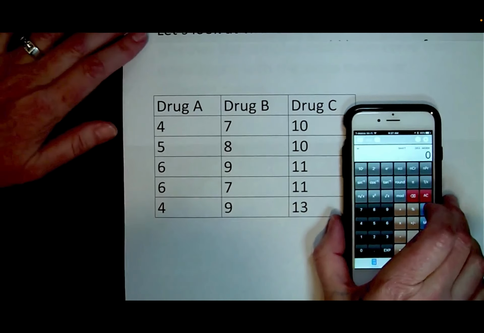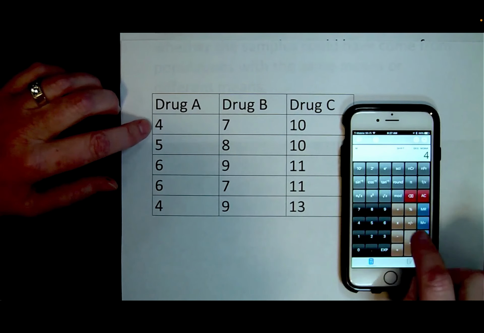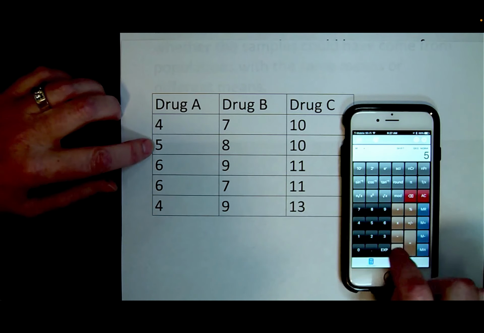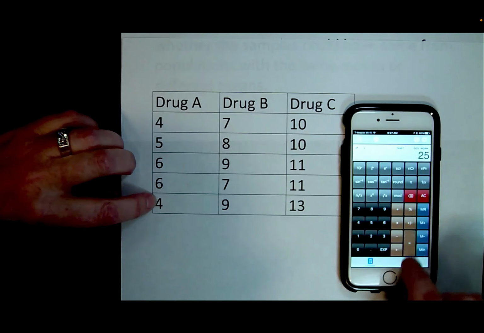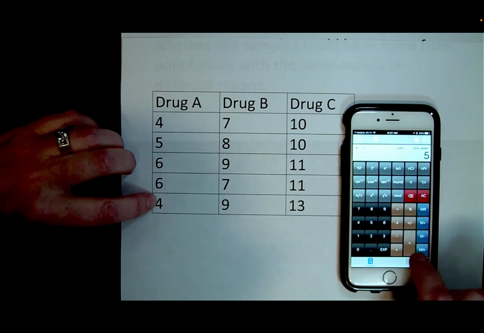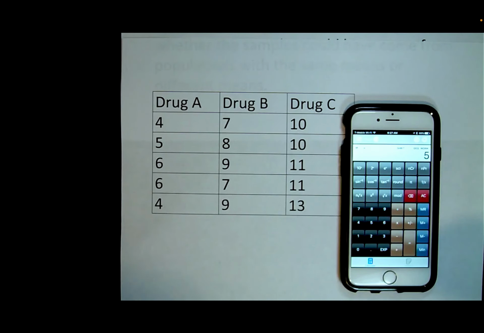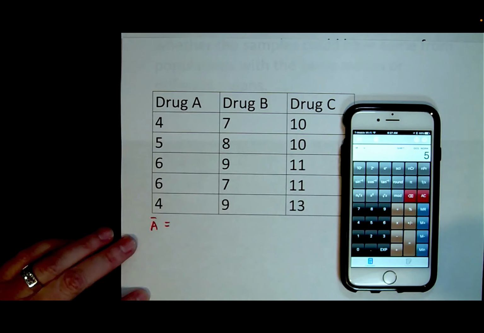For drug A, we don't really care what these numbers mean, so I didn't say anything about them. We have 4 plus 5 plus 6 plus 6 plus 4. That was 5 numbers, so I'm going to divide by 5 to get the mean. We get a mean of 5. I'm going to call the mean for drug A, A bar, and I'm going to use red for drug A.